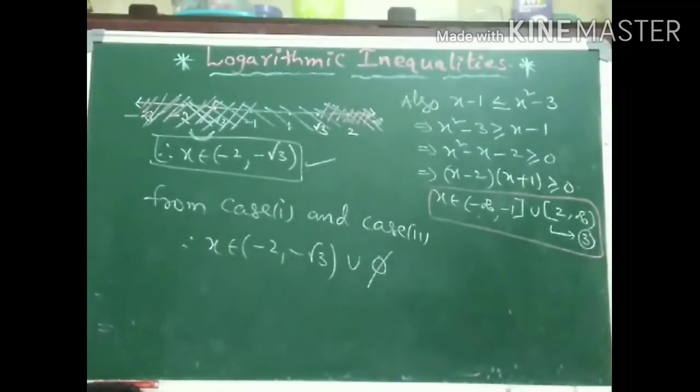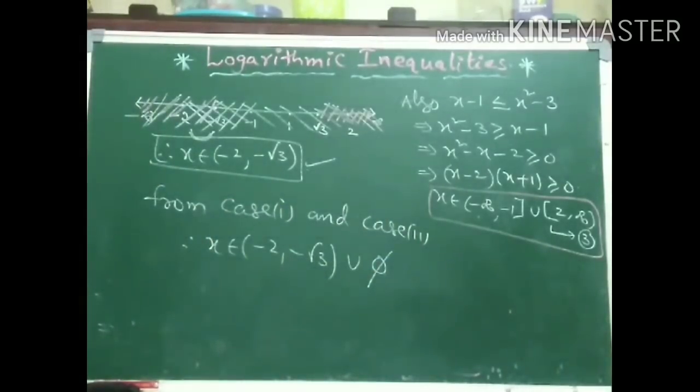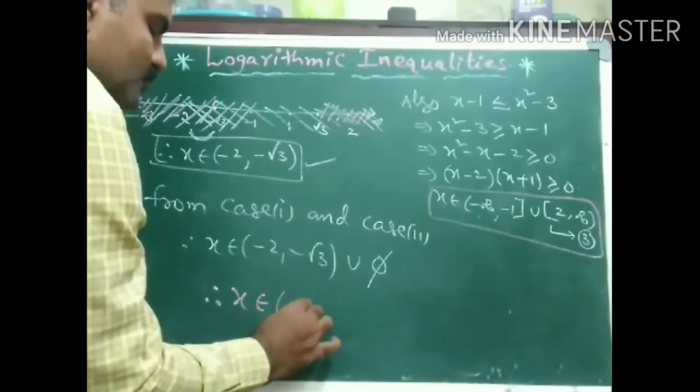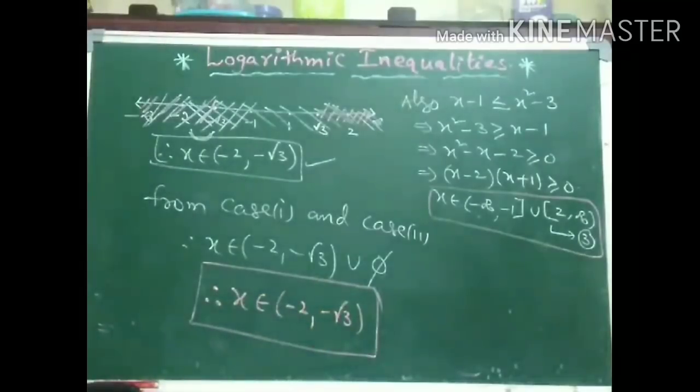Now the final solution is case 1 union case 2, that is minus 2 comma minus root 3 union pi. So therefore finally together case 1 and case 2, we can say the solution of x is nothing but the open interval minus 2 comma minus root 3. Very beautiful problem. Okay, please go through the explanation of this problem once again, and while writing your notes please solve properly so that you can clearly understand.